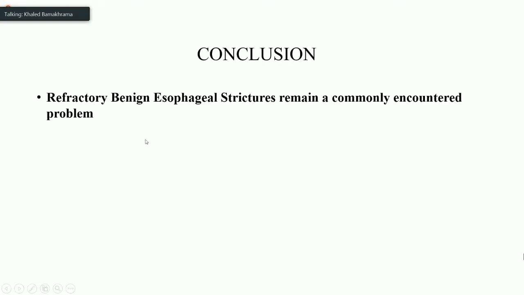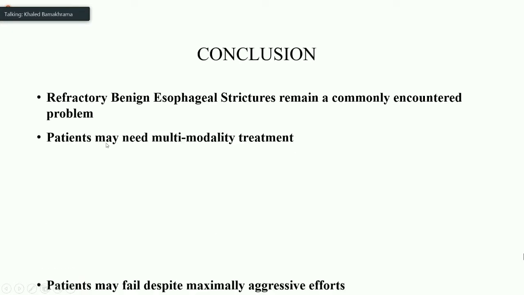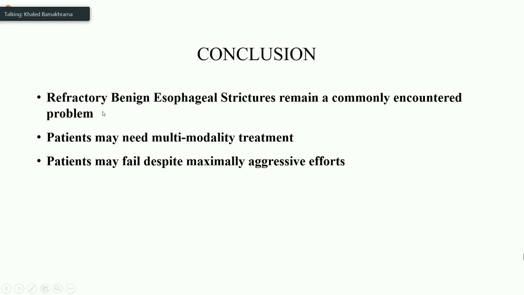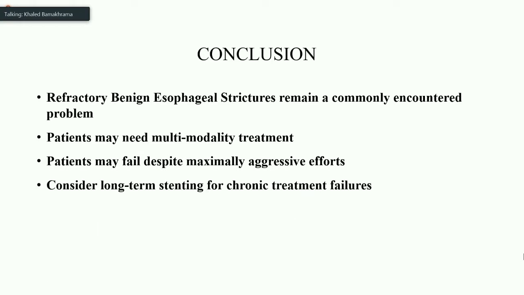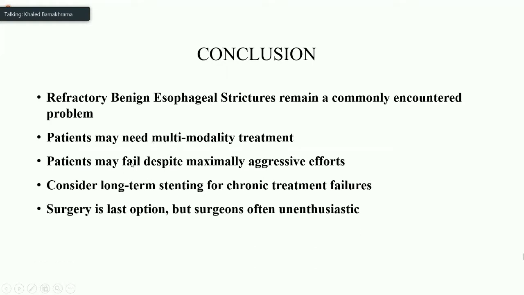So to conclude my talk, refractory benign esophageal strictures remain a commonly encountered problem. Patients may need multimodality treatments. Patients may fail despite maximally aggressive efforts, and consider long-term stent for chronic treatment. Like our patient, finally, he responded well with the fully covered stents. And surgery is the last option, although most of the surgeons are often unenthusiastic to take those patients, especially if the stricture is post esophagectomy. Thank you.